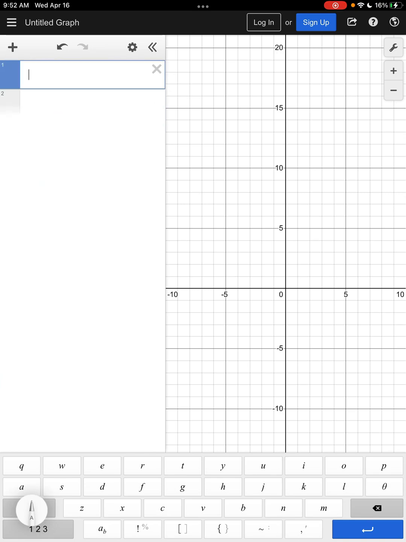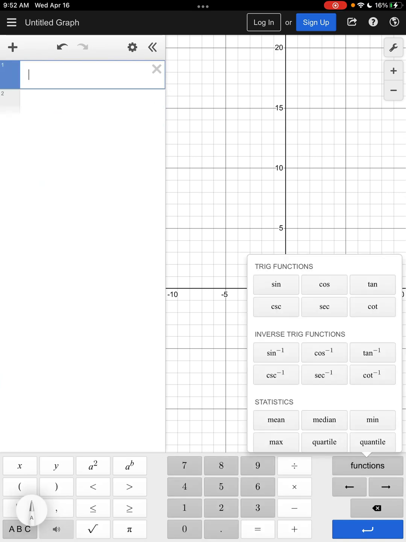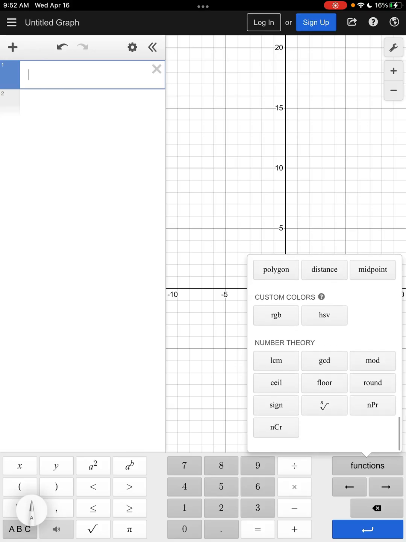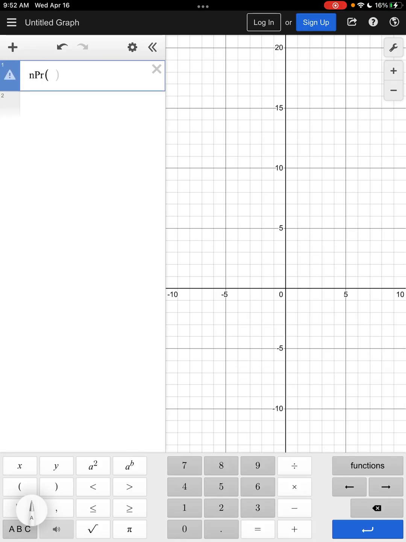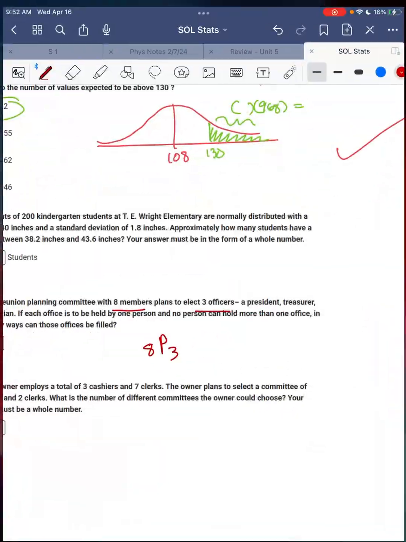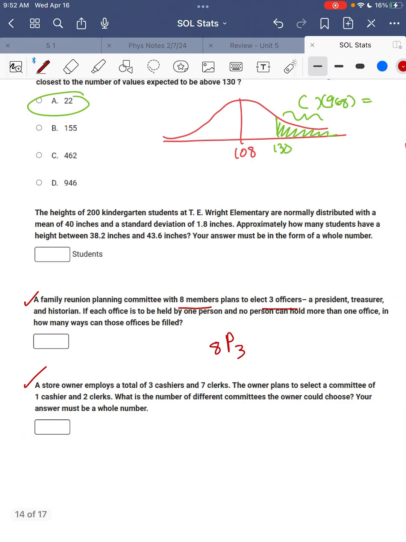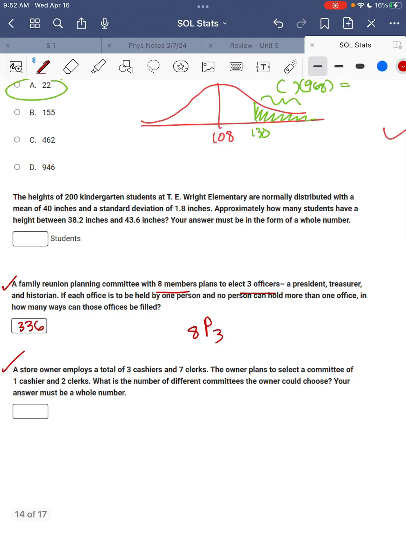So remember, you want your functions down to the bottom. There's your permutations. You want 8, 3. So there's 336 ways to do that. So it's usually a lot more than you think. So 336.